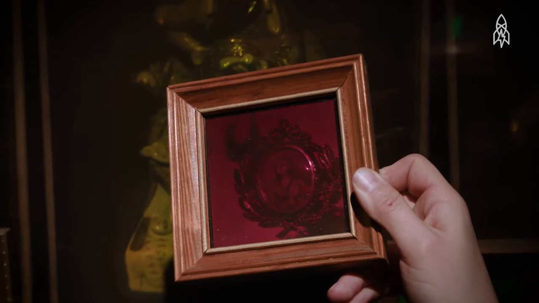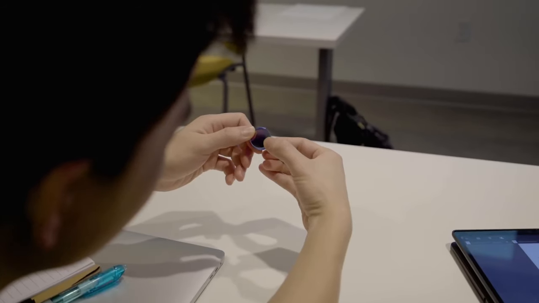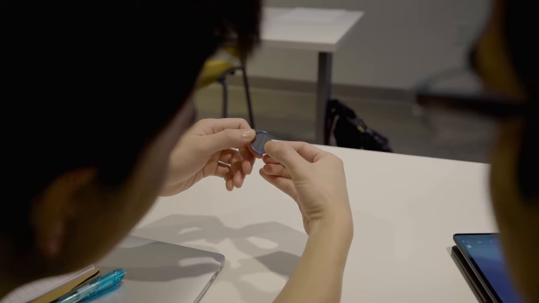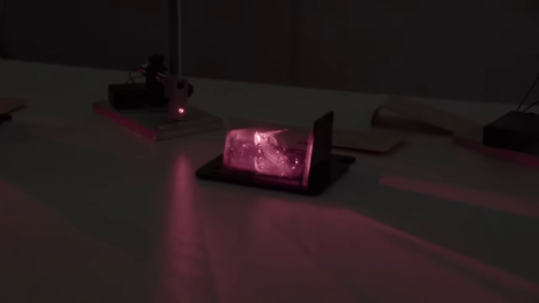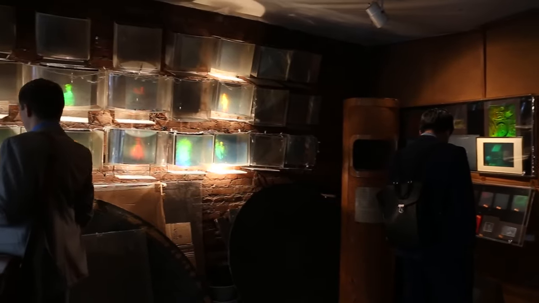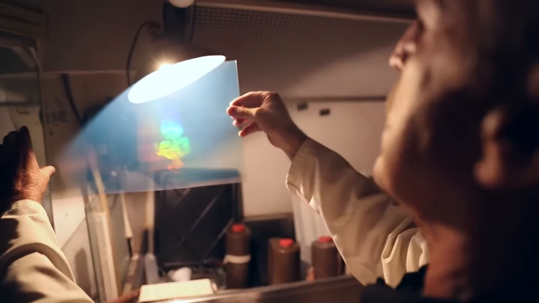If a regular photographic film has a resolution of several hundred lines per millimeter of surface, then for good holographic results, you need several thousand such lines. Otherwise, some information will be lost, and the image will be unclear, blurry, and generally of poor quality. Materials capable of achieving such resolution do exist, but they have relatively poor photosensitivity.